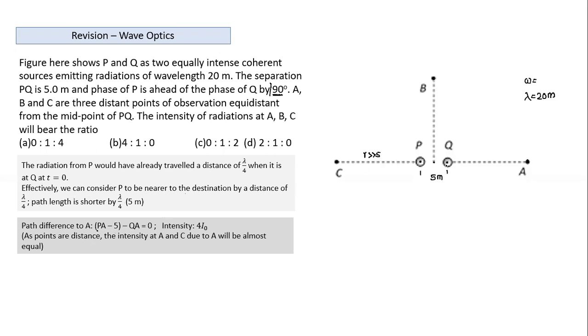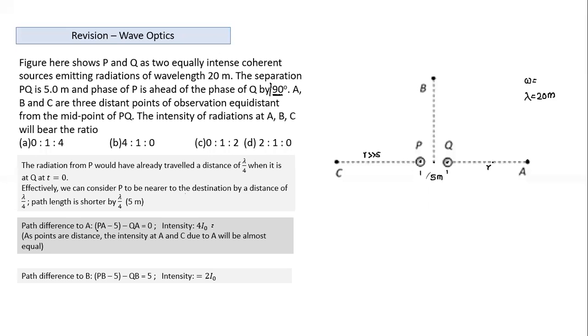So because of this, even though the physical path lengths are different, it is offset by the phase difference. And if the path difference is 0 here, intensity will be equal to 4 I naught, I naught being the intensity at A due to either of the two sources. And since the distance is large, we are assuming the intensity due to Q at A and the intensity due to P at A are both equal, because this separation is insignificant compared to the distance from the center to A. So that's how I calculate intensity at A.